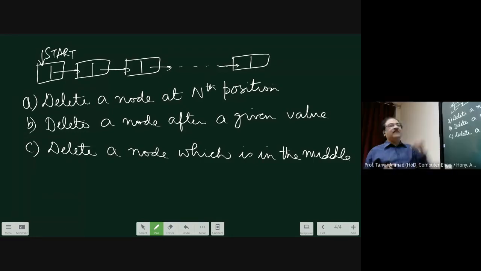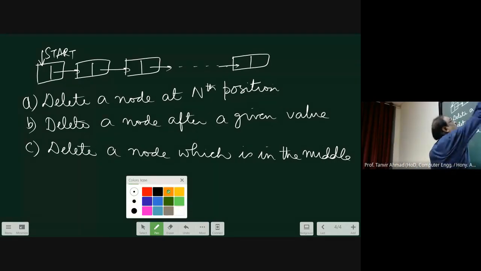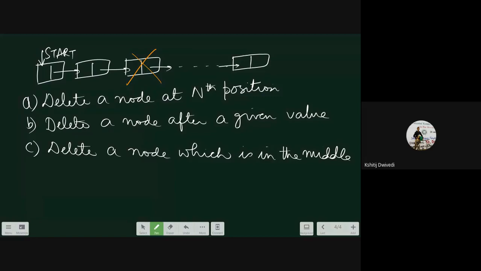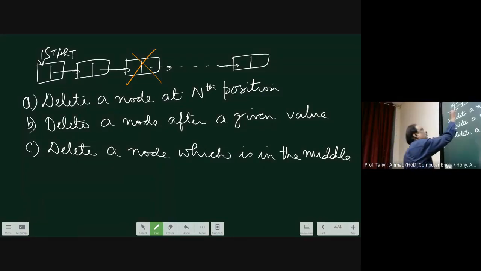Suppose I want to delete the third node. Let's take this example. I want to delete this node. How many times do I have to traverse? Only one time. This is the first node, second node, third node, and maybe this is the nth node. I want to delete the third node, I have to just traverse one time. That means n minus 2 times, like just previously what I have done. Now, I am going to do one time.